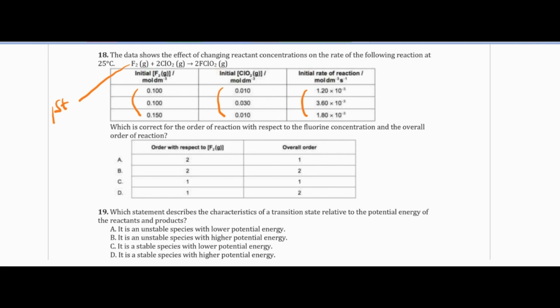Then looking at ClO2 in order to work out the overall order of reaction. We have a threefold increase where this stays the same. So we're increasing ClO2 concentration by 3, and the initial rate of reaction also increases by 3. So that would make ClO2 another first order. So the overall order is 2, with fluorine being 1. So that will be D.